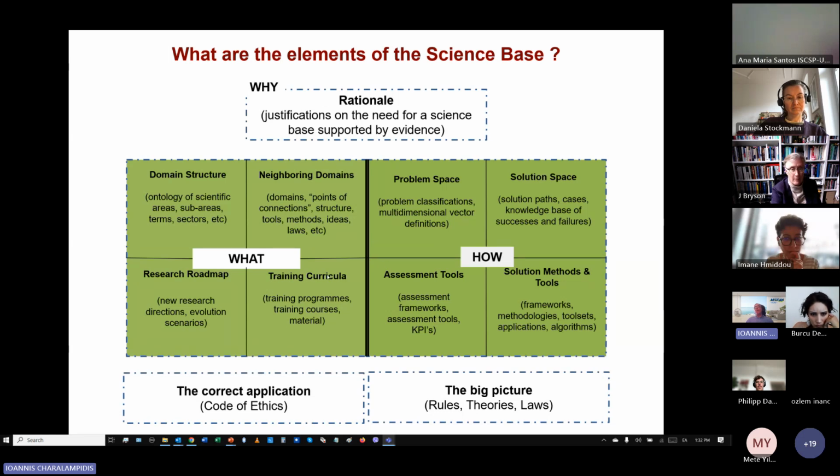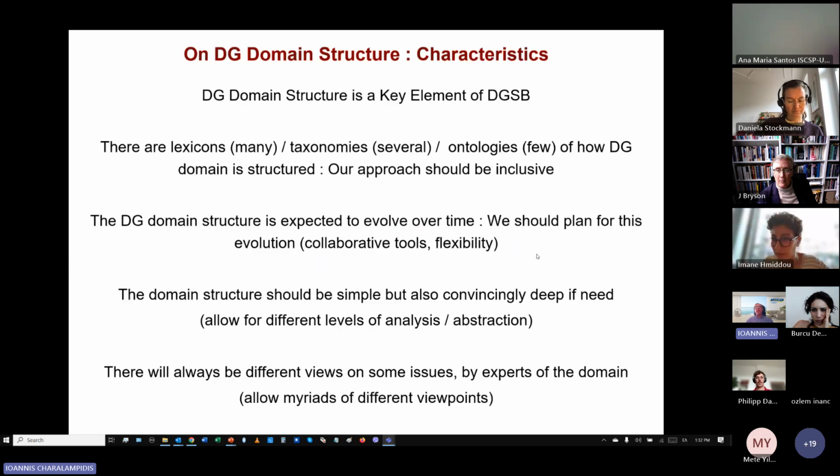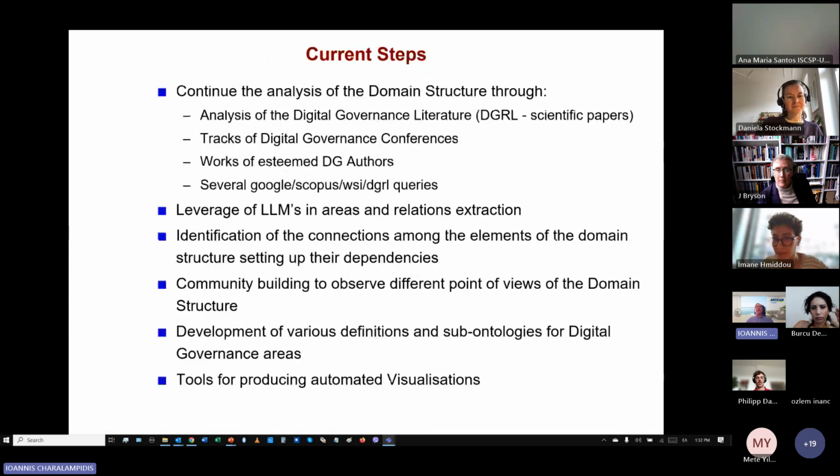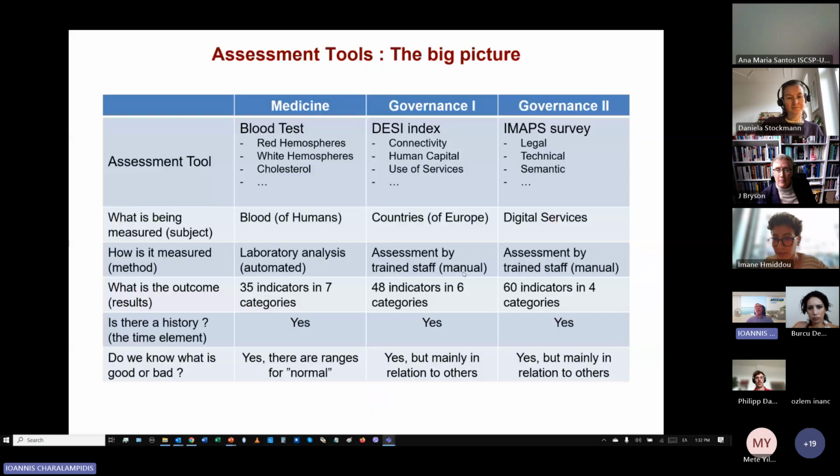But now I would go for the second part, which is not as big as the first part of my talk, to go a little bit here and see what's happening in this, which is a more difficult space to conquer. So let's go to the difficult space and talk about the how. Now, the big picture, let's start with assessment tools. How do we assess tools? I take again the medicine example, like the blood test.